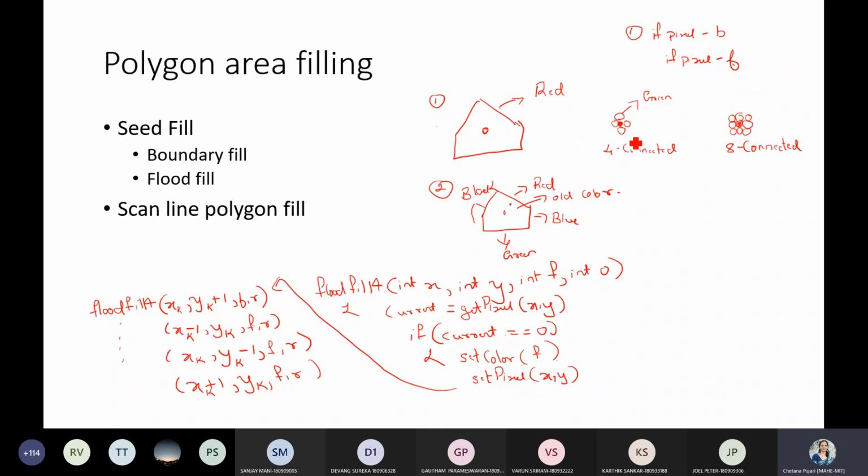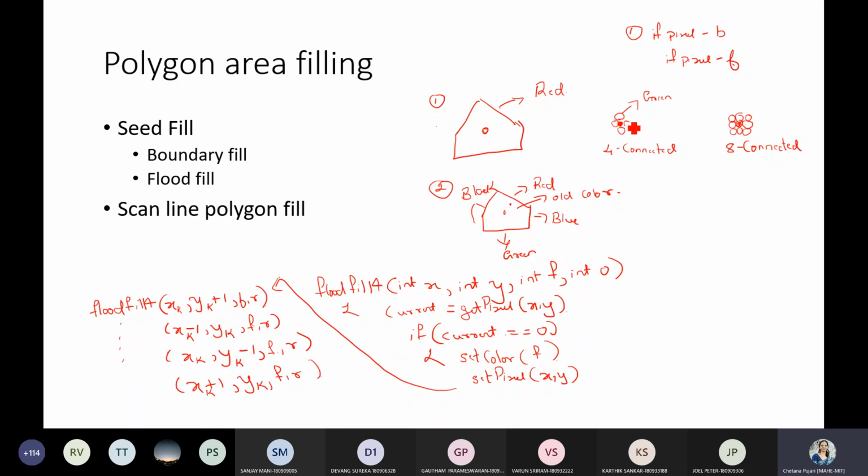In a 4 connected method, first you are going to check if the pixel has a color which is equal to your background, or if it is equal to your fill color, the color with which you want to fill your pixel. If the condition is not satisfied, then you go for the 4 connected or 8 connected method. In the 4 connected method, you are going to select the pixels on 4 sides, that is top, bottom, left and right. Okay, and you are going to color those pixels like this. With respect to x and y values, you will know your pixel position, and you are going to color those pixels.